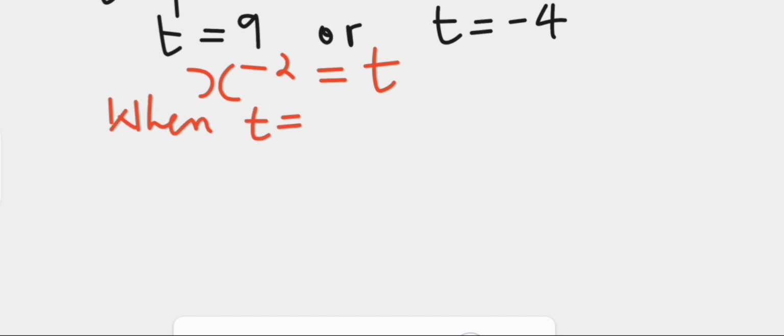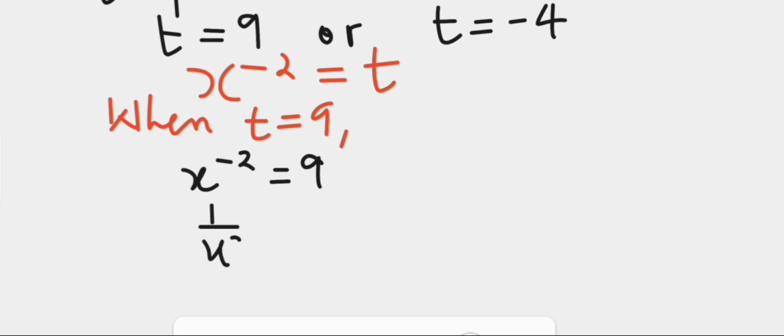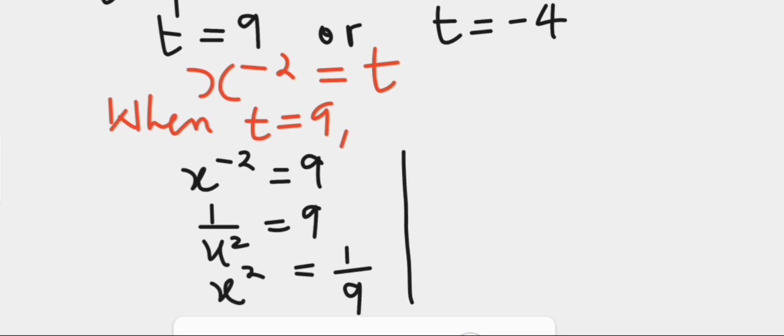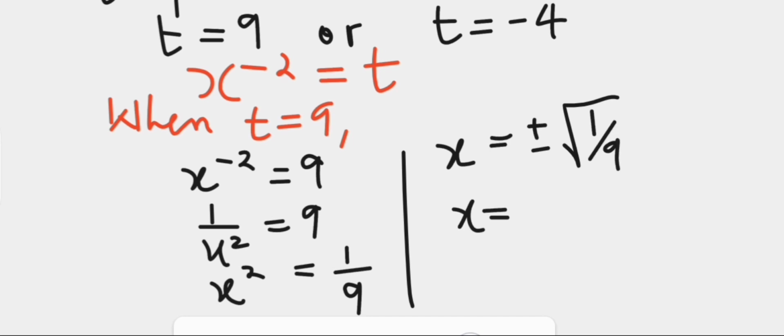Now when t is 9, x raised to power negative 2 is 9. And x raised to power minus 2 is 1 over x squared, and that's 9. Then we take the reciprocals of both sides, which when we do, x squared is going to give us 1 over 9. In that case, taking the square root of both sides means x will be plus or minus the square root of 1 over 9, meaning that x is plus or minus 1 over 3. That is when t is 9.